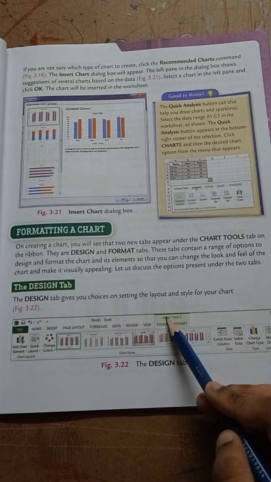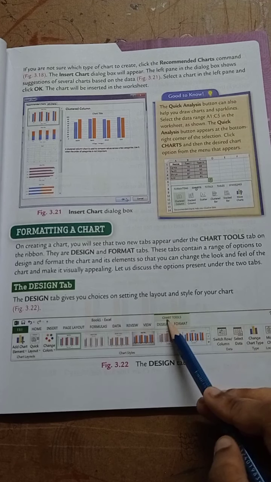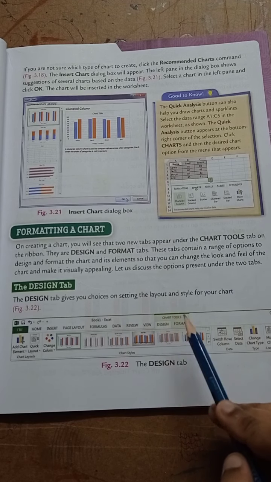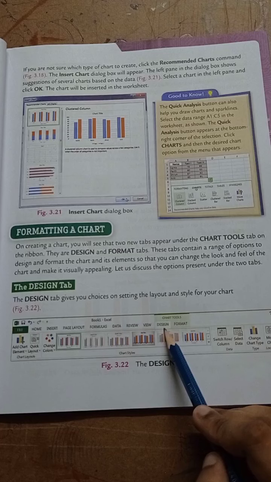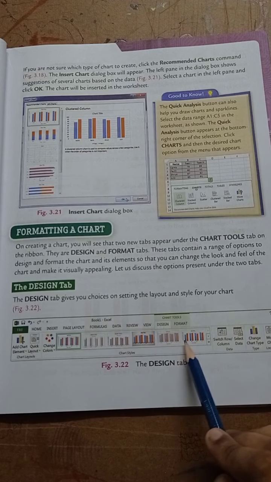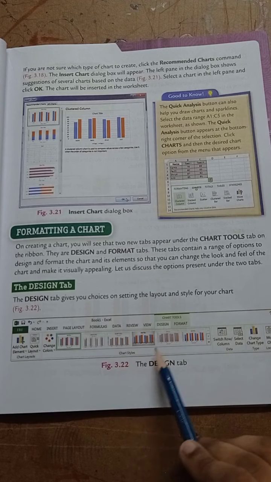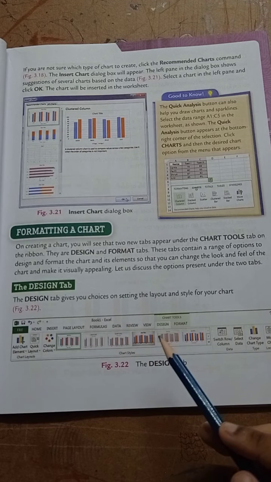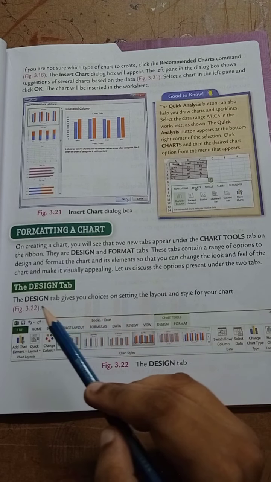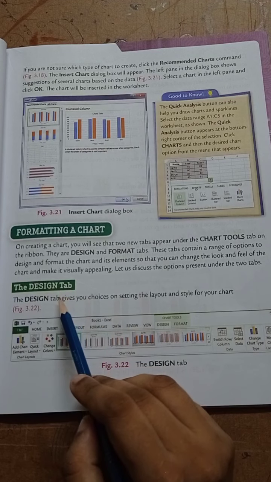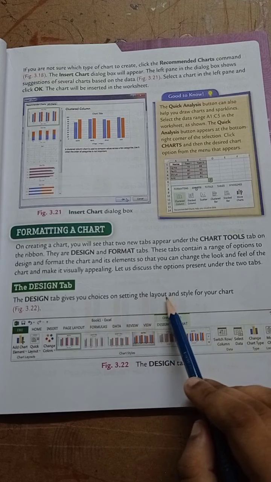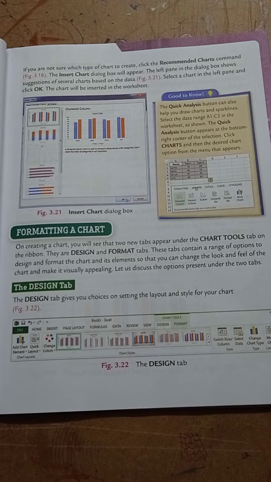Here you can see that when you click on the chart, this Chart Tools appears, and under Chart Tools there is a Design tab and Format tab. In the Design tab you have a number of chart styles. You can select any of these to enhance the look of the chart. Next is Design tab. The Design tab gives you choices on setting the layout and style of your chart.